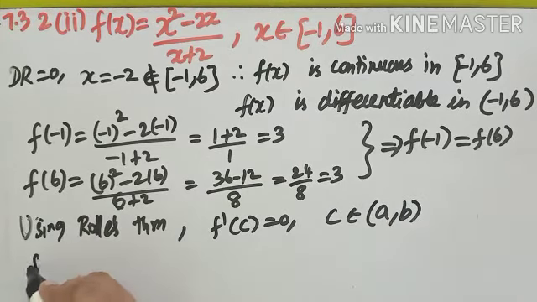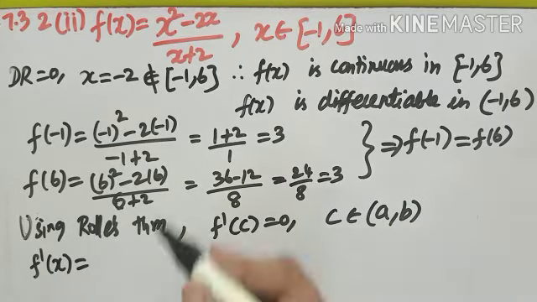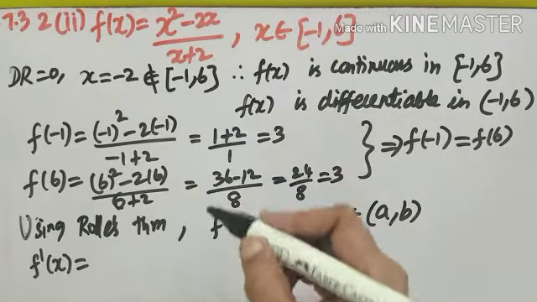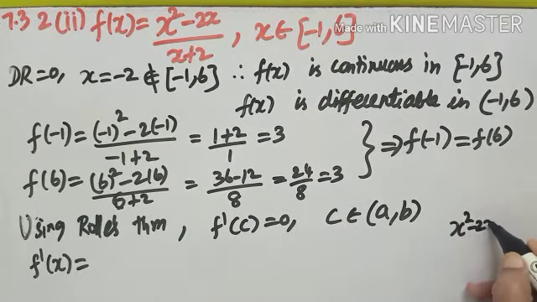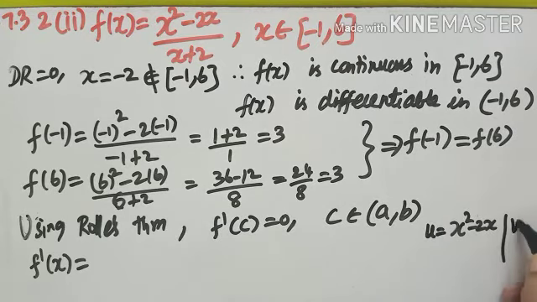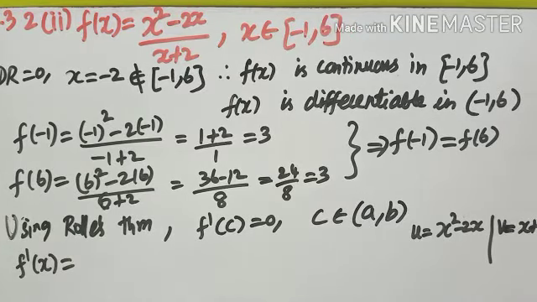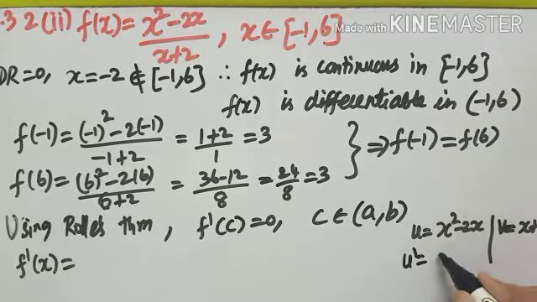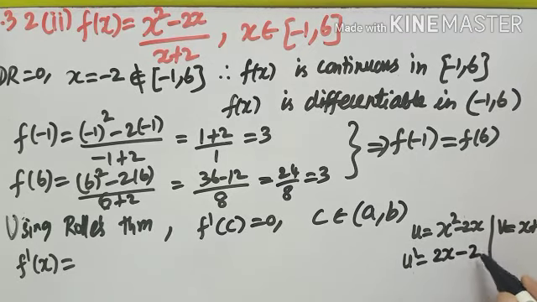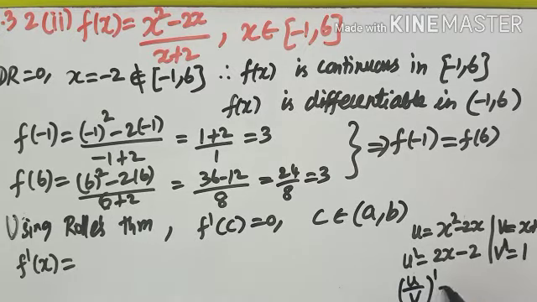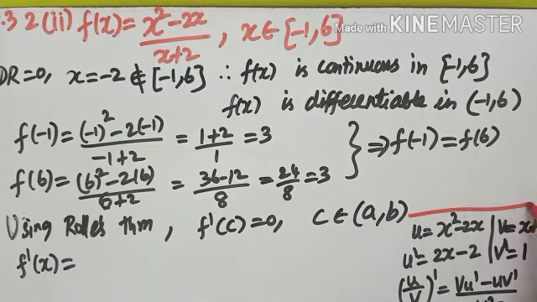Find out the derivative. F dash of x is equal to, this being a quotient rule, x square minus 2x you treat as u, and v is the denominator x plus 2. Find out u dash. U dash, x square becomes 2x, 2x becomes 2. V dash, x becomes 1, 2 becomes 0. And what is the formula for u by v the whole dash? Vu dash minus uv dash by v square.